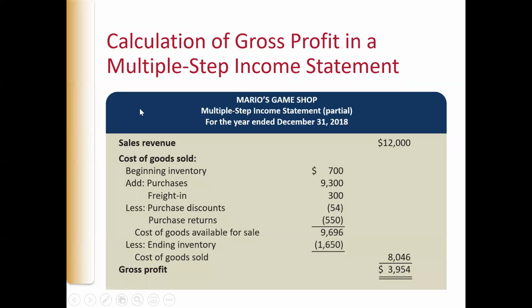So this shows you, using the periodic method, how your cost of goods look. You have a beginning inventory, you add your purchases and freight in, minus purchase discounts and returns to get all your costs ready for available, less your ending inventory is going to give you what your cost of goods sold is. It's different. The accounts used are different, as you can tell, okay?